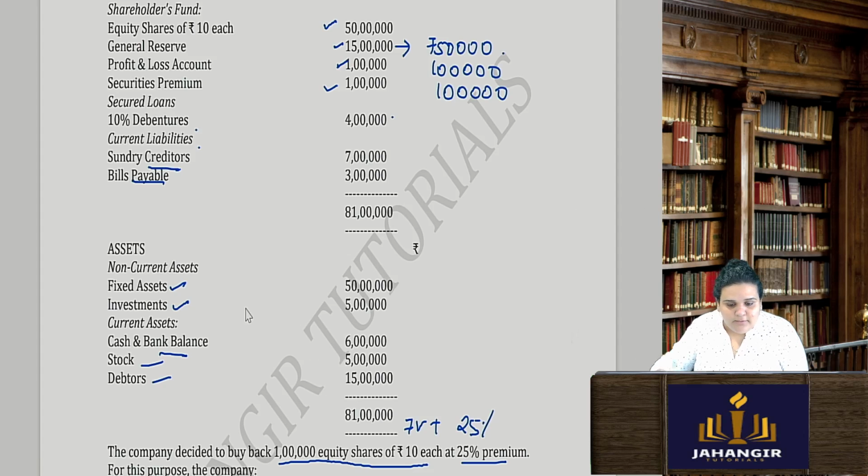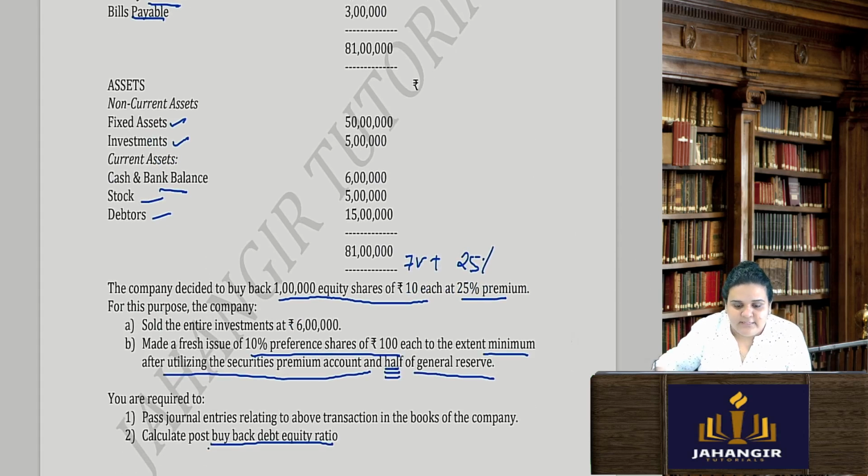Then one important thing is I had sold my investments at rupees 6 lakhs. If you see here, but my investment value is 5 lakhs. That means there is a profit of 1 lakh. 1 lakh rupees is the profit.